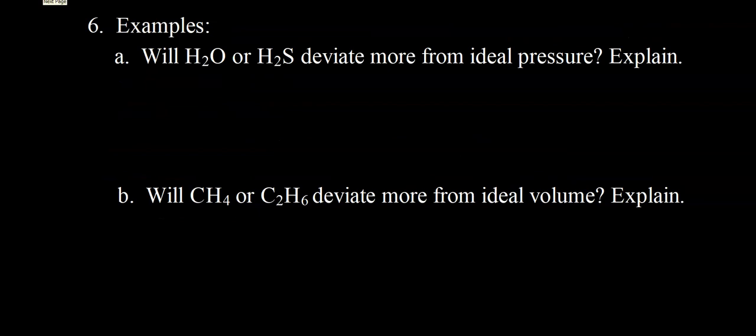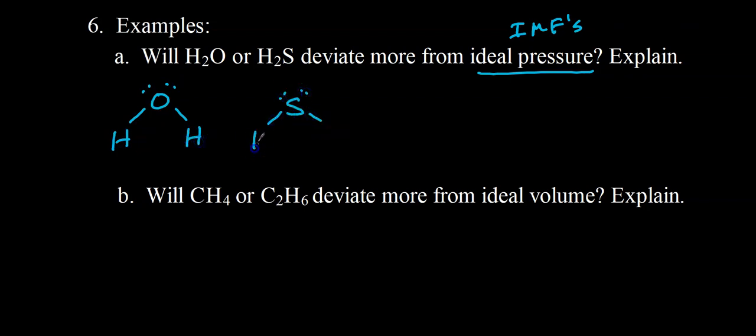So a couple examples. Will H2O or H2S deviate more from ideal pressure? So since we're looking at ideal pressure, we want to look at intermolecular forces. So what type of intermolecular forces do water molecules and hydrogen sulfide molecules exhibit towards each other? So to determine that, we've got to draw good old Lewis structures. So Lewis structure for water, Lewis structure for hydrogen sulfide. Both are polar molecules. Water, though, exhibits hydrogen bonding. Hydrogen sulfide exhibits dipole-dipole forces. So in your explanation, you would write this.